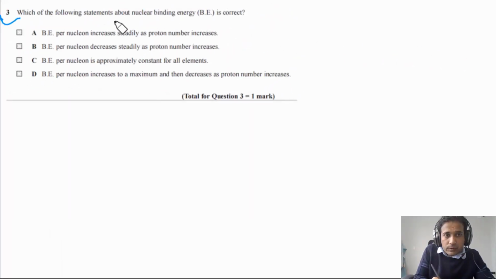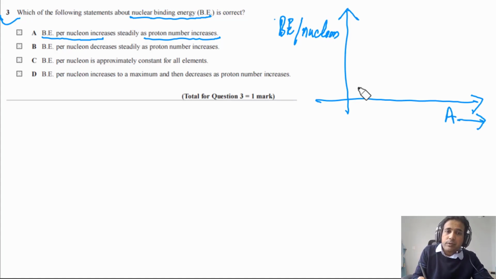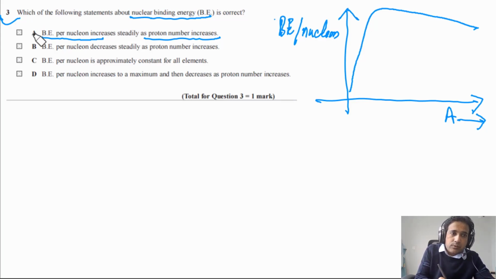Third question says, which of the following statements about nuclear binding energy is correct? Option A says binding energy per nucleon increases steadily as proton number increases. This is not true. First of all, let's sketch binding energy per nucleon against mass number. Binding energy per nucleon increases, reaches a peak, and after that it decreases. So the curve looks like this. This option simply says it always increases, which is not correct, so this option is incorrect.